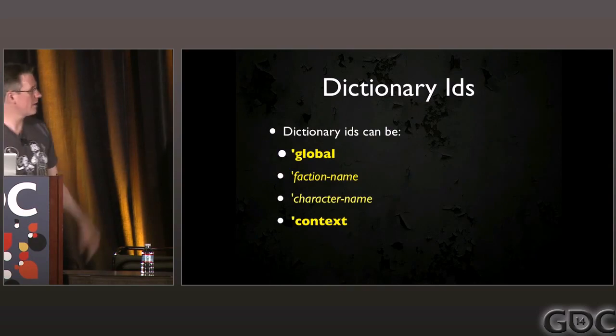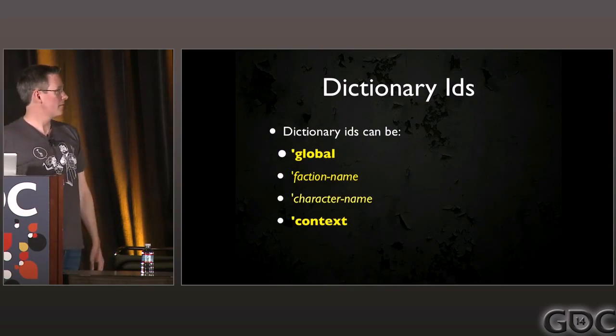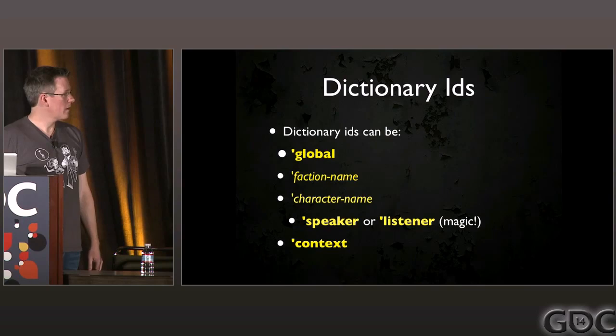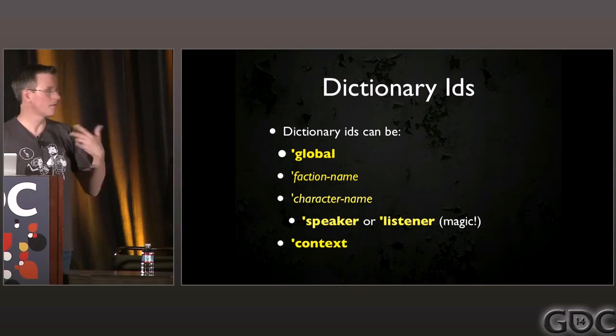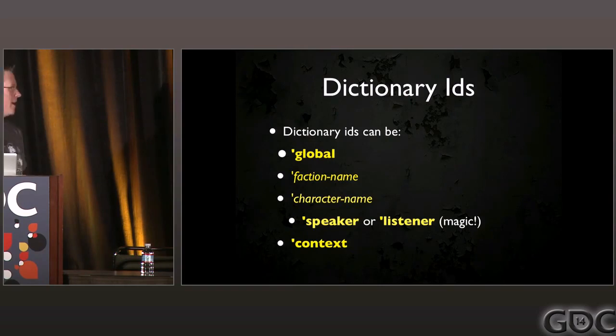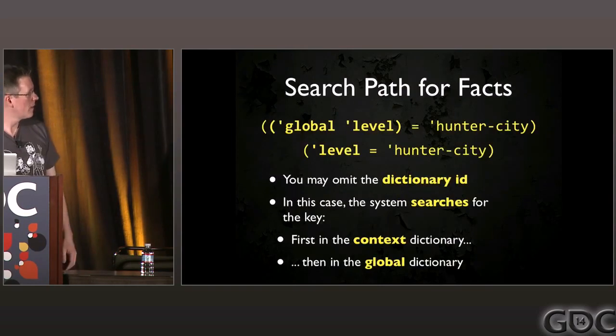So these are some of the valid dictionary IDs: global, the faction name, the name of the character in particular, or tick context. And as I'll mention in a moment, for tick context, the character name can actually be speaker or listener. There's a couple of magic keys that we have, and I'll show you how that works in a second here.